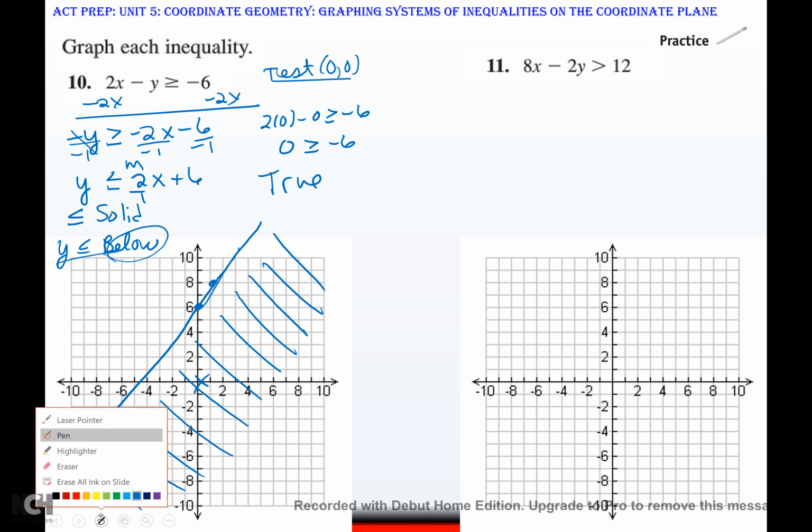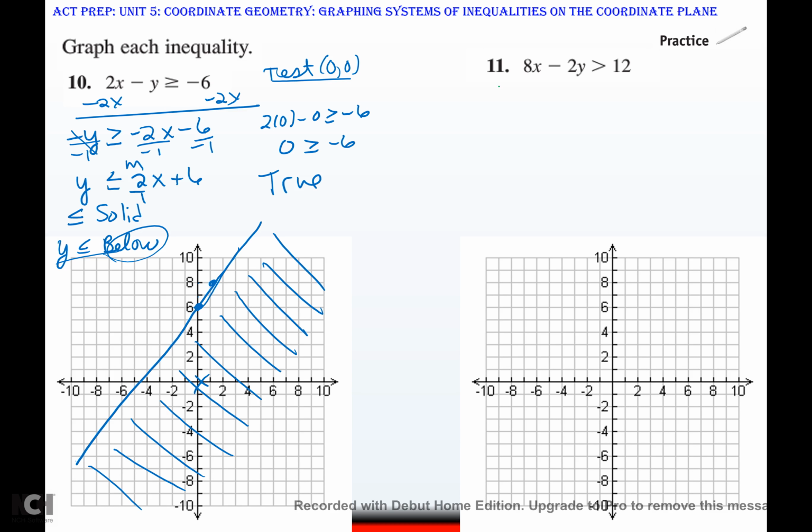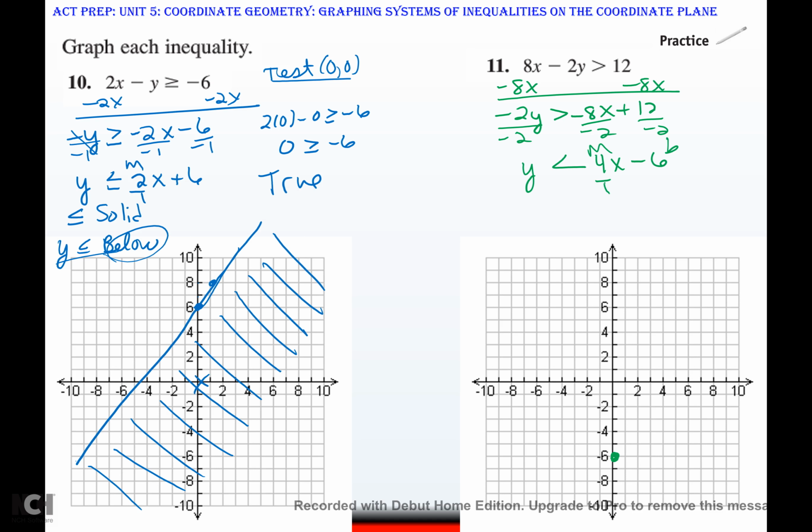All right, for 11, we're going to get y alone, so I'm going to minus 8x, minus 8x. I get negative 2y greater than negative 8x plus 12. Divide by negative 2, by negative 2, by negative 2, which will flip my inequality. I get y less than 4x minus 6. So I'm going to start at negative 6 looking for Brad. He's not there. The monkey says go up 1, 2, 3, 4 over 1.